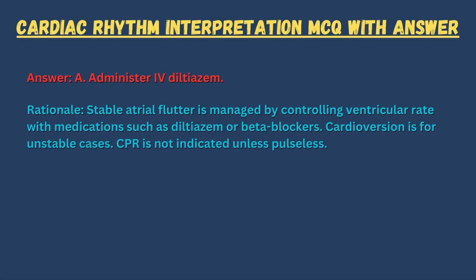Answer A. Administer IV diltiazem. Rationale: stable atrial flutter is managed by controlling ventricular rate with medications such as diltiazem or beta blockers. Cardioversion is for unstable cases. CPR is not indicated unless pulseless.